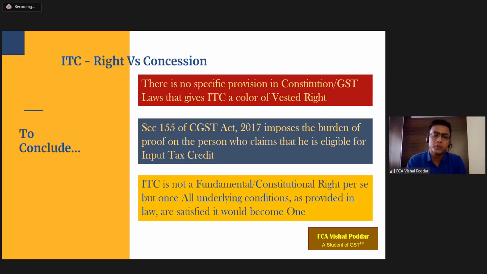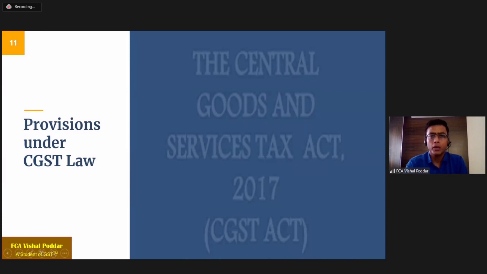So the answer to this first burning issue on ITC, whether it is a right or a concession, is that it will be a concession until the day you satisfy all the underlying conditions. Once you satisfy all the underlying conditions, then it could be said to be your right, and then nobody can take it back from you. So this is my first submission and my first sharing of my understanding on whether ITC could be termed as a right or a concession. I hope this point is clear to all.